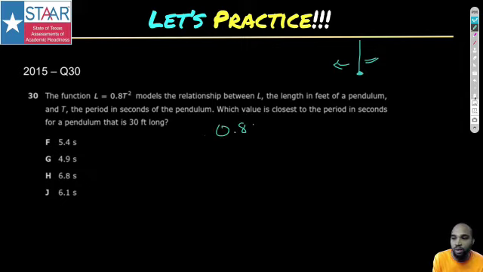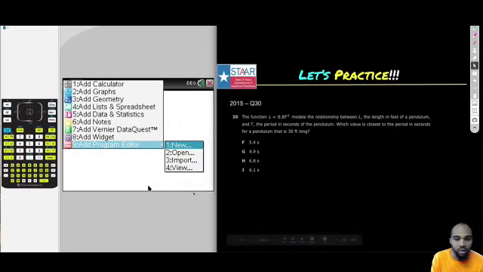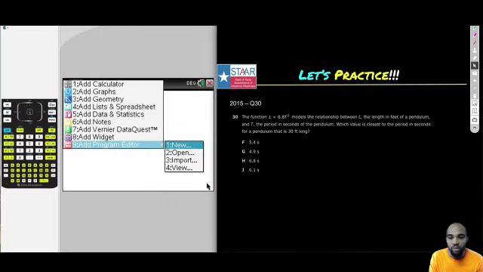Actually, before I do this, let's pull out the calculator, because we're on a test now, and I want to use all my resources. So I'm going to pull out the calculator to work this one. All right, so now let's set it up. 0.8 t squared equals, we already know that length is going to be 30 feet.